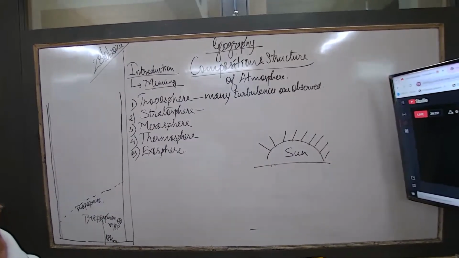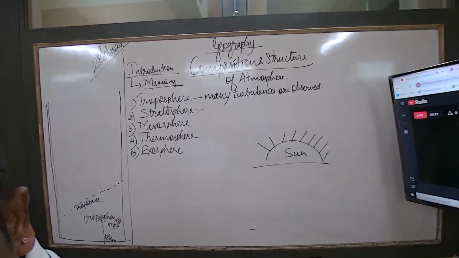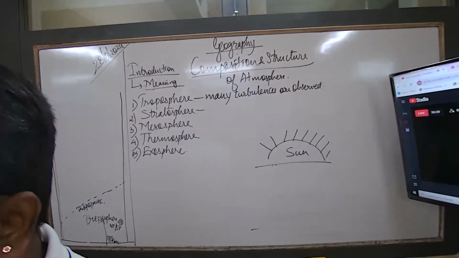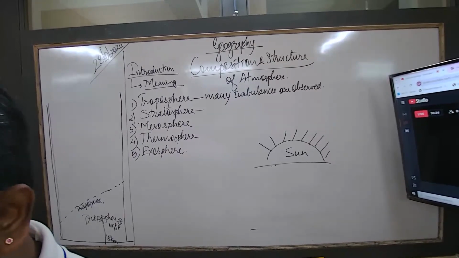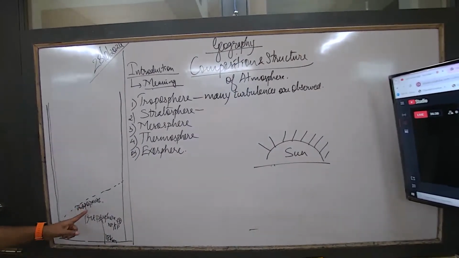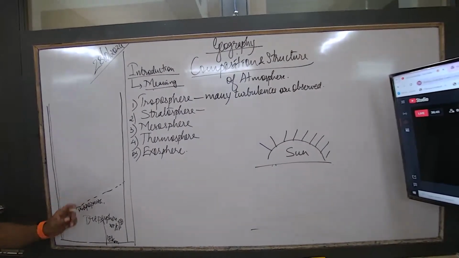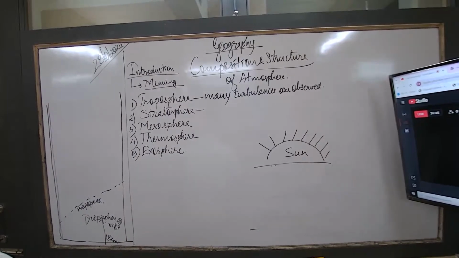Stratosphere. It lies above the tropopause and extends to a height of 50 kilometers from sea level. Look, remember the connectivity: tropopause, and extends to a height of 50 kilometers.